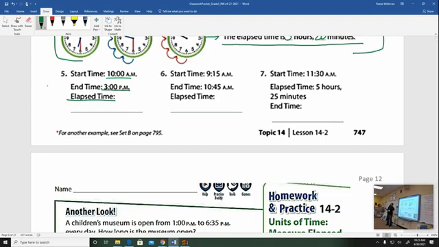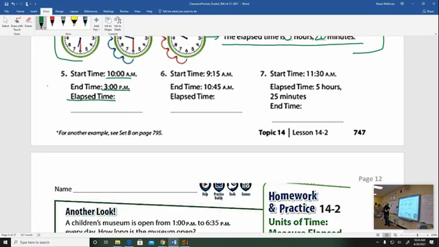What does elapsed time mean again, guys? What does elapsed time mean, Brewer? What does it mean? What does elapsed time mean? And please put the toy off of your desk. I've already asked you to put it away. Thank you.